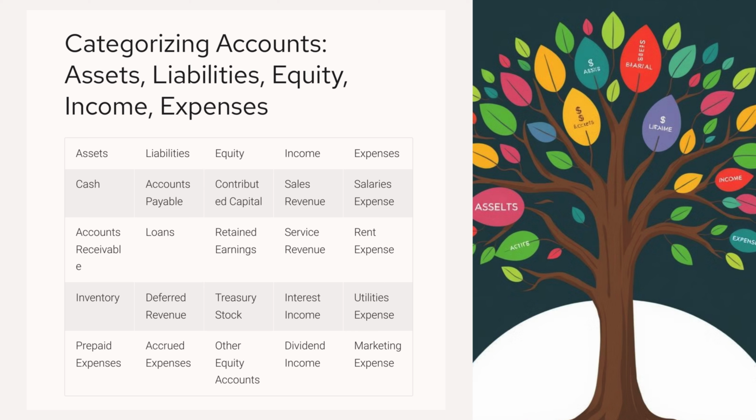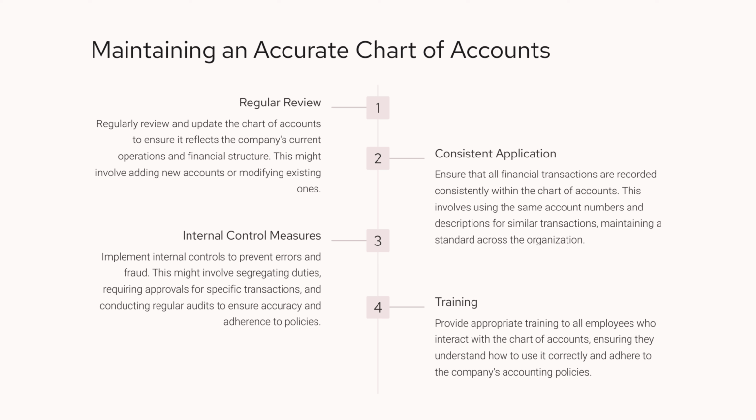Let's take an example. Suppose you purchase office supplies for your business. The expense would be categorized under expenses, with a specific account code for office supplies. This way, at the end of the year, you can easily review how much you've spent on supplies and adjust your budget accordingly. But the beauty of the chart of accounts isn't just in organizing transactions, it's in enabling better financial decisions. By looking at the balances in each category, you can determine if you're overspending in certain areas, if you have enough assets to cover your liabilities, or if your revenue streams are meeting your financial goals.